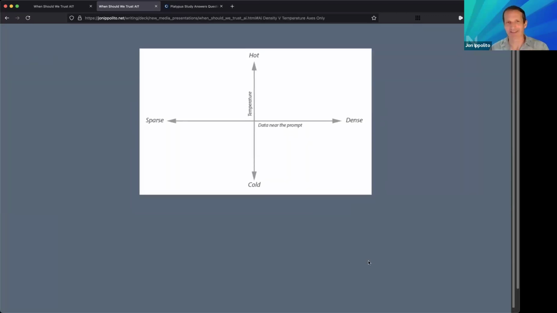So I'd like to think about a graph here when we take these two axes, temperature, obviously, cold on the bottom, hot on the top. Yeah, was there a question?